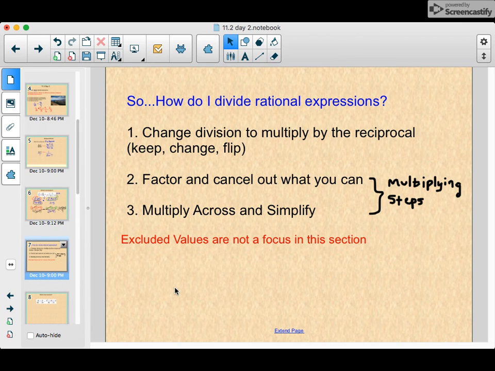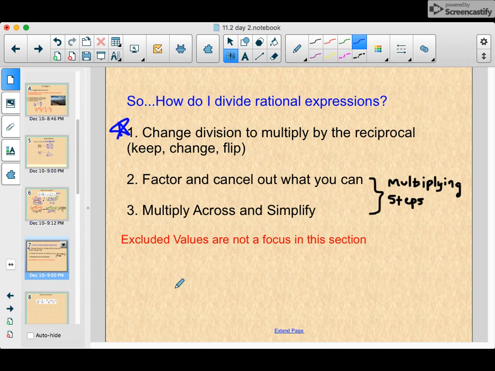That's it. So what is the new step today? The new step is just that you have to keep, change, flip, or keep, switch, flip. You have to change division to multiplying and then do the reciprocal of that second fraction. Steps 2 and 3 are the same as what we did yesterday, because then really that division problem turns into a multiplying problem. Excluded values are not a focus, so you don't have to find them for this section. You can pause the screen so you can write that down in your notes.